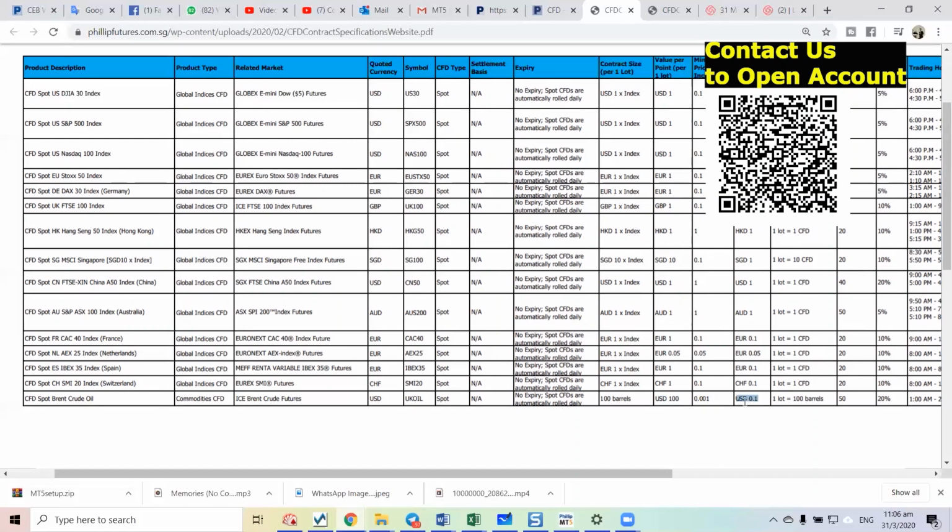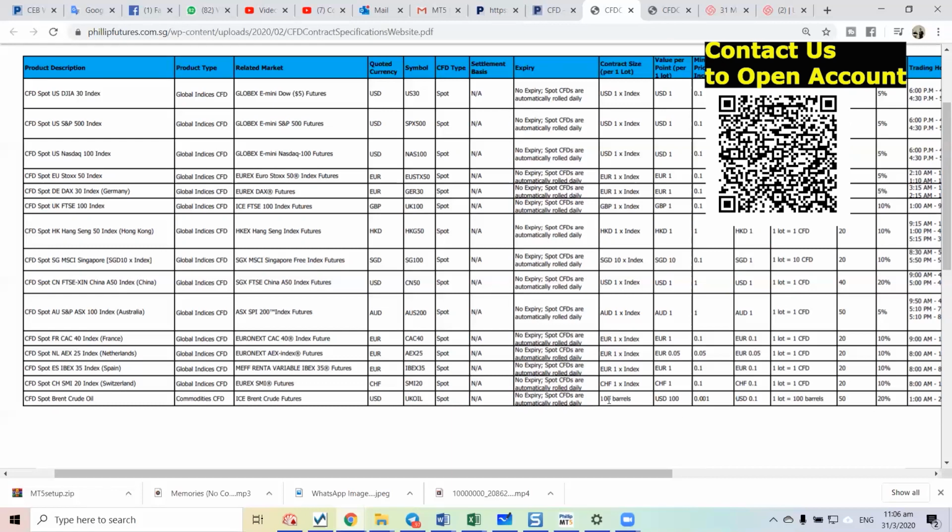In simple terms, if the crude oil moves up $1, how much is this person making or losing? The price is always quoted in US dollars per barrel. Let's say it's $25 right now per barrel. Your contract size for this CFD contract is 100 barrels.